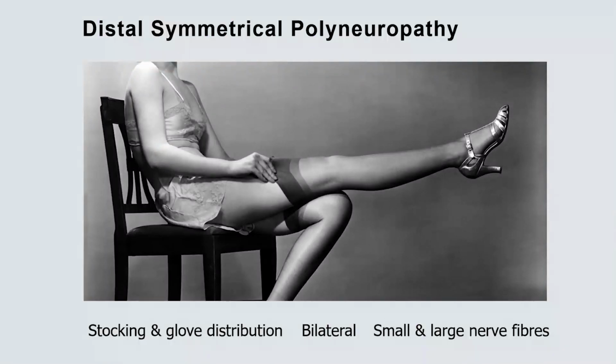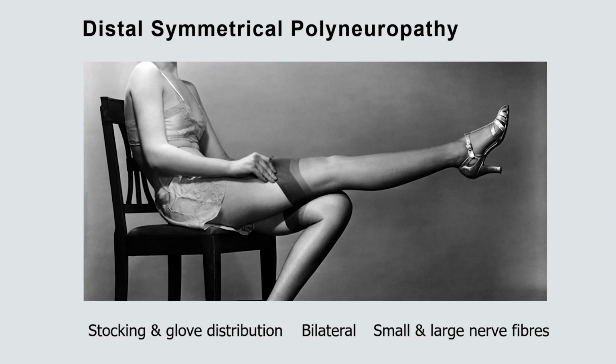Distal symmetrical polyneuropathy is the classic presentation in diabetes. So if somebody has pain or discomfort in one leg, or you've done some assessments and you've found that there's a loss of sensation in one foot or one leg, but not in the other, that is highly unlikely to be diabetes related, because diabetes peripheral neuropathy is distal.